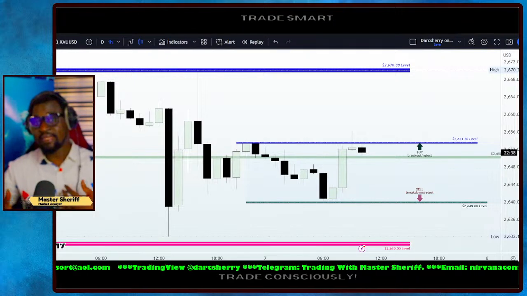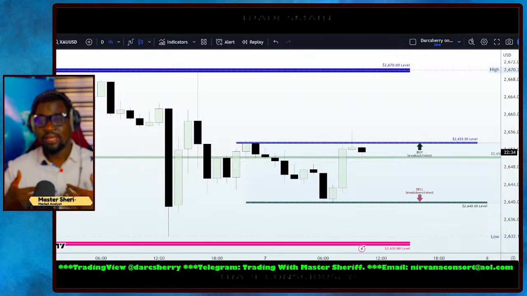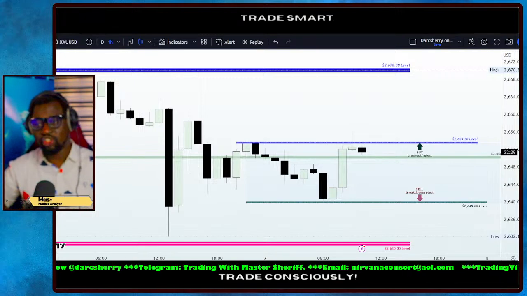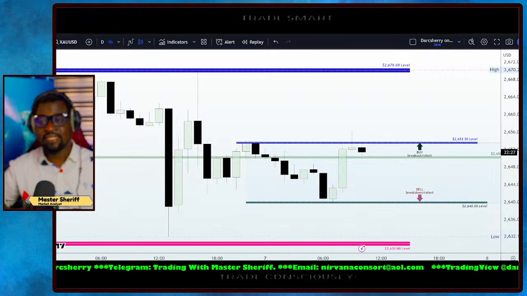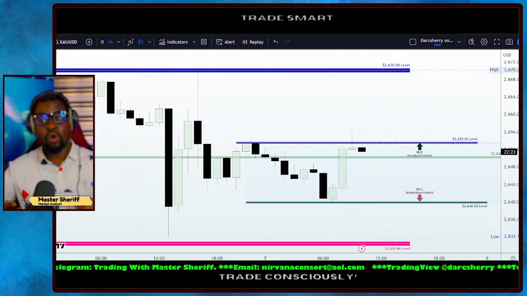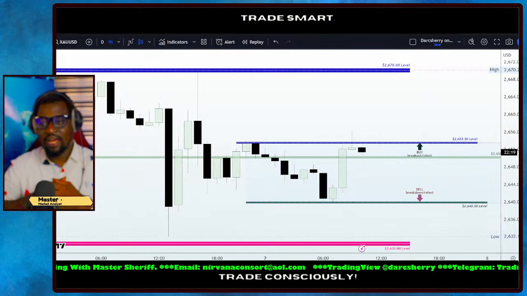And if we look at the Israel-Hezbollah situation, in recent time Israel has intensified their military action, and Hezbollah too is retaliating with strikes, and this has increased the war risk, maintaining a bid tone for safe haven assets like gold.